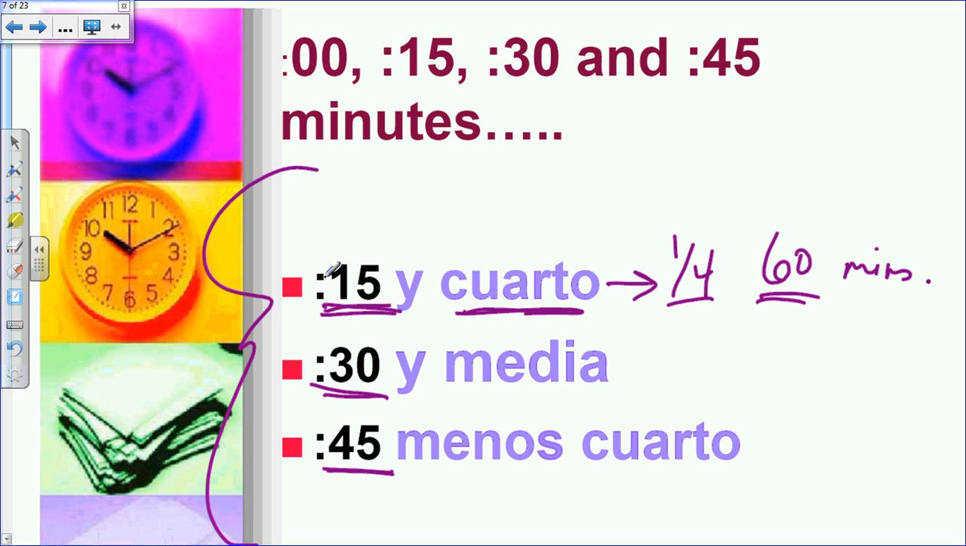Okay, so anything that ends in 15. So if I want to say 9:15 a.m., remember it's over 1. So I'm going to say son las 9:15 de la mañana.